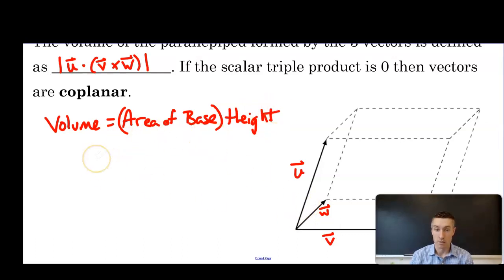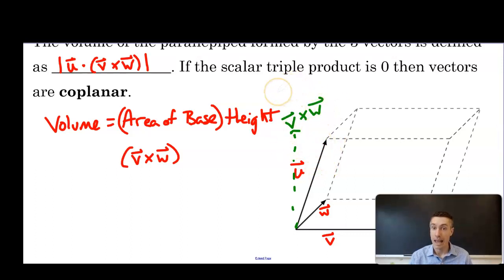Area of the base is the magnitude of V cross W. And then the height, right? So that is V cross W, that vector there. And if we project U onto V cross W, using a scalar projection as we did in the last video, we're projecting U onto that green vector. So that's going to be U dotted with V cross W, times the area of the base. I put parentheses, but I did mean magnitude, so I do need to adjust that.